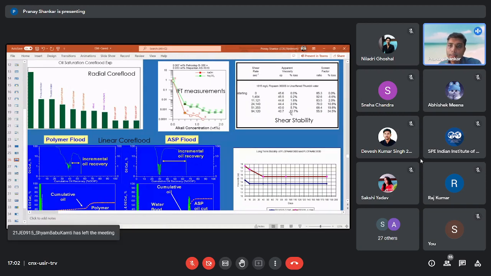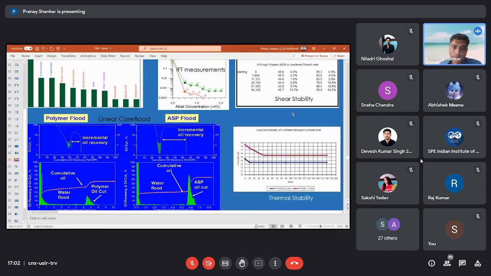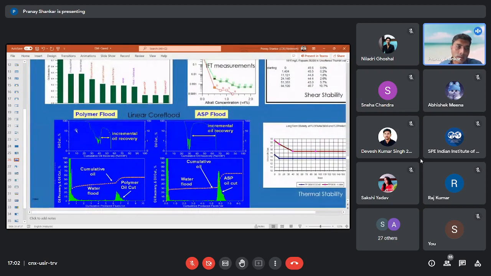So what it says is, as you increase your shear rate, you can see your viscosity is down by almost 10 to 11%. Then these are your polymer flood and ASP flood results, which talk about how under polymer, so you started off with water, so your oil cut goes down. Oil cut goes down means water cut goes up. And when you started your polymer, again your oil cut goes up. So this is your incremental oil due to polymer.